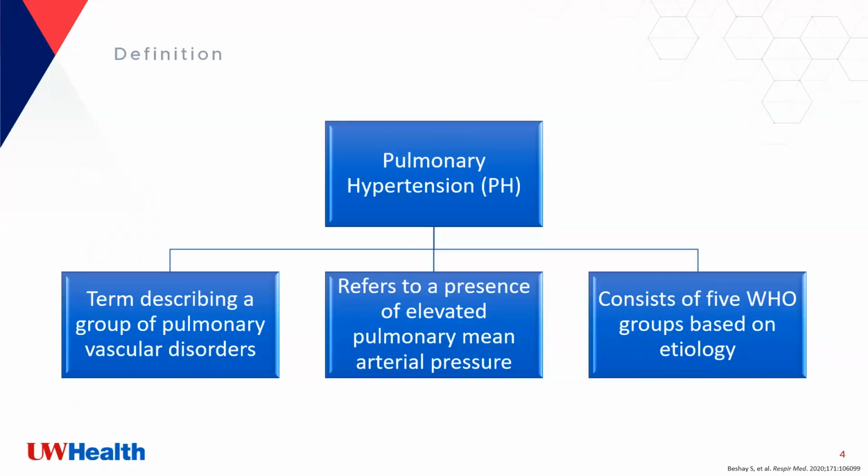Start with a definition of pulmonary hypertension. It is a term that describes a group of pulmonary vascular disorders. It refers to the presence of elevated pulmonary arterial pressure and consists of 5 World Health Organization groups based on etiology.